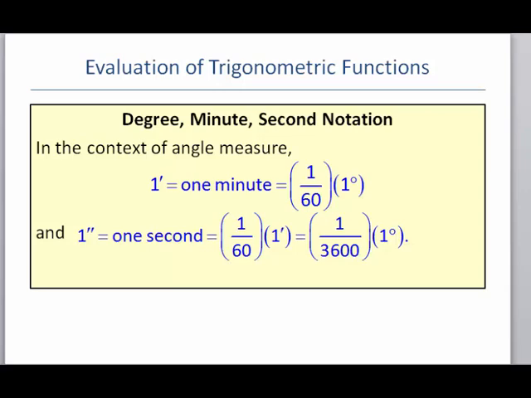There are some cases where we need to be more precise than simply giving a degree measurement for an angle. In those cases, we could give the measurement of the angle in terms of what is called degree, minute, and second notation. Now, on the screen, we have the definition mathematically of 1 minute and also the definition mathematically of 1 second.